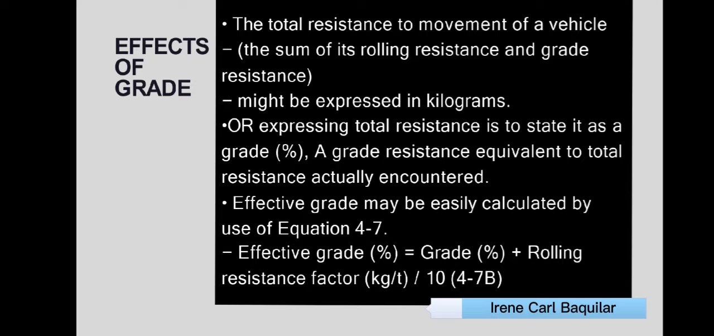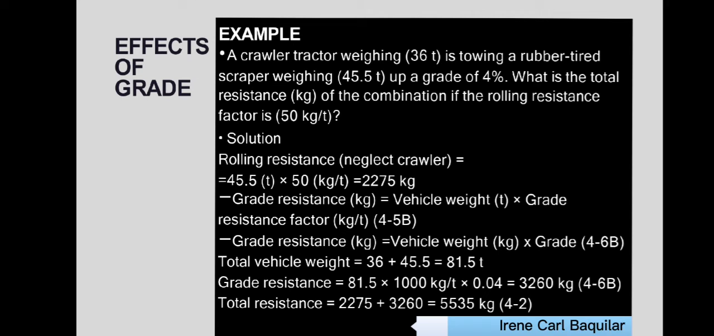The effective grade is the grade percentage plus the rolling resistance factor. For example, a crawler tractor weighing 36 tons is towing a rubber-tired scraper weighing 45.5 tons up a grade of 4%. What is the total resistance in kilograms of the combination if the rolling resistance factor is 50 kg per ton? So, for the solution, this is how we get the rolling resistance, neglecting the crawler: 45.5 tons times 50 kg per ton, equivalent to 2,275 kg. That is the rolling resistance.